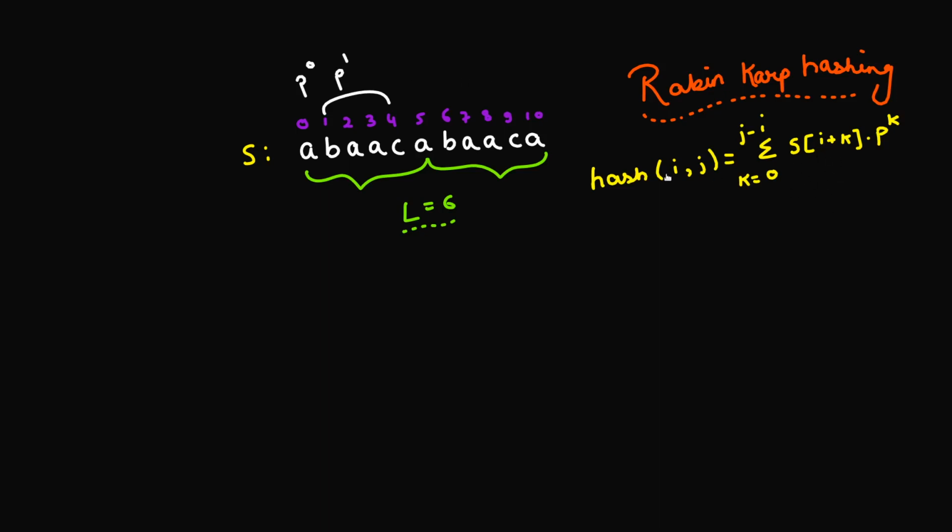The formula says that if you have to compute the hash of a substring from index i to j, you'll take p to the power 0 and multiply it with the first character, which is the ith character. Then you'll take p to the power 1 and multiply that with the second character, which is the i plus 1th character, and so on. You'll keep repeating that. We'll just see an example of how you can compute the hash of the segment from 5 to 10.